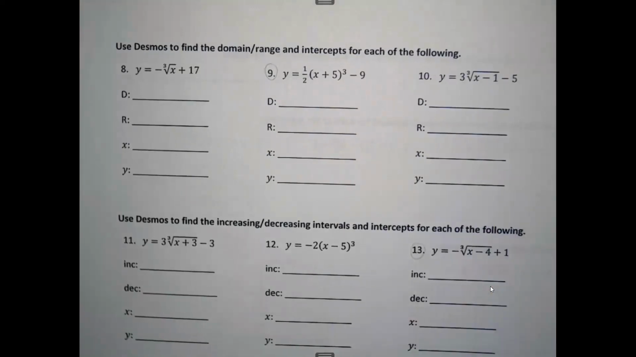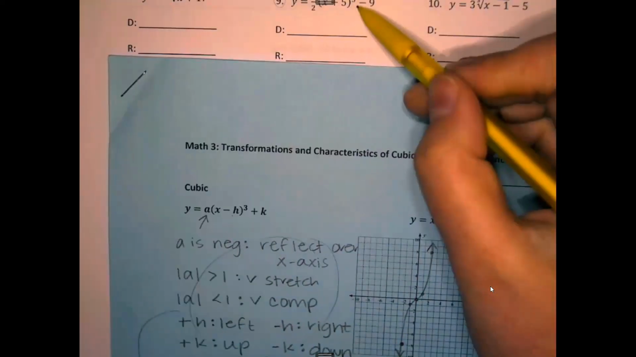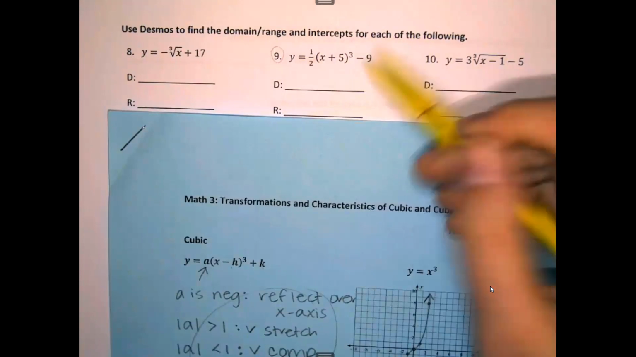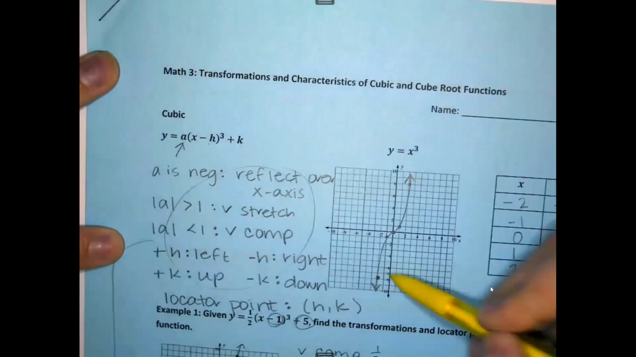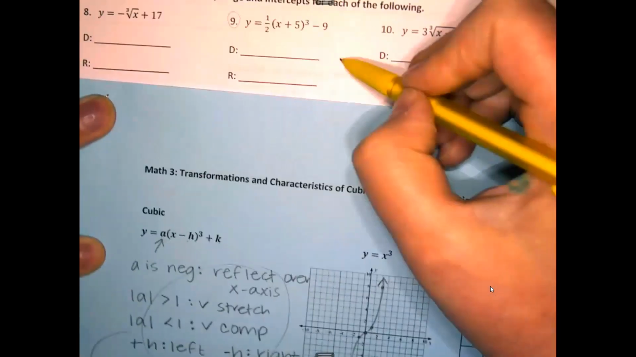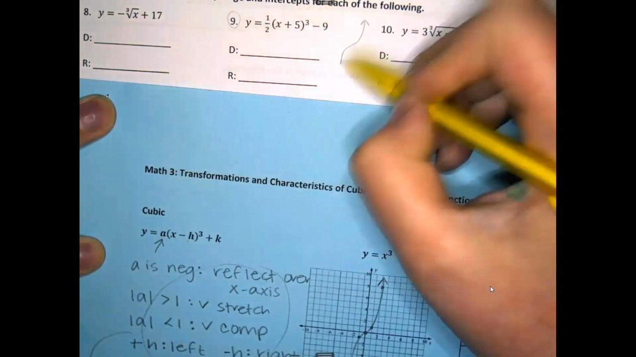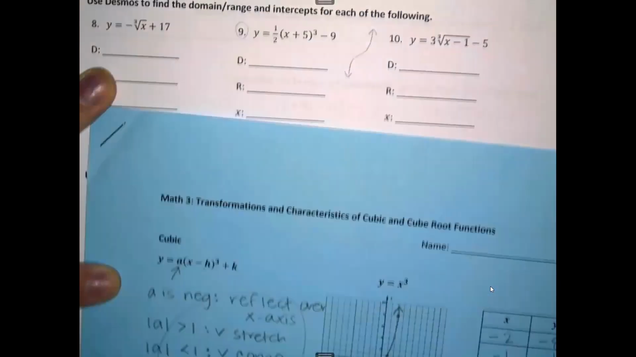Okay. The next one that I'm going to do is number 9. So they ask us to find the domain and the range. And I'm going to look at my notes. Okay. This is a cubic graph, and cubic graphs look like this. So I'm just going to draw a little sketch on here, and the reason I'm going to do that is because that can help me with my domain and range.